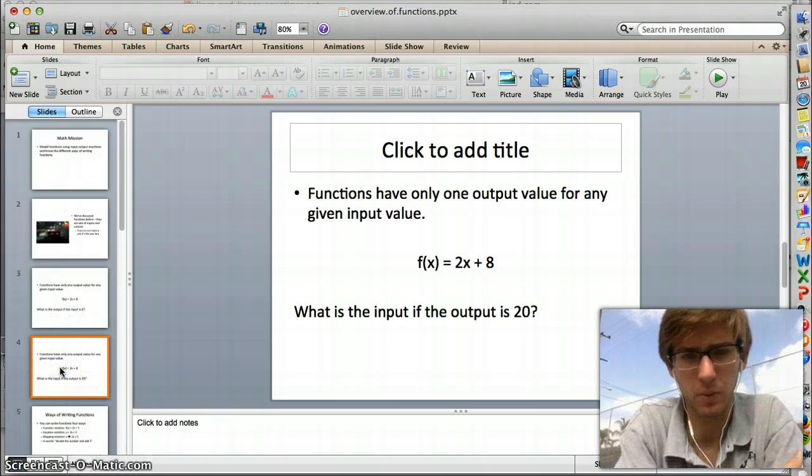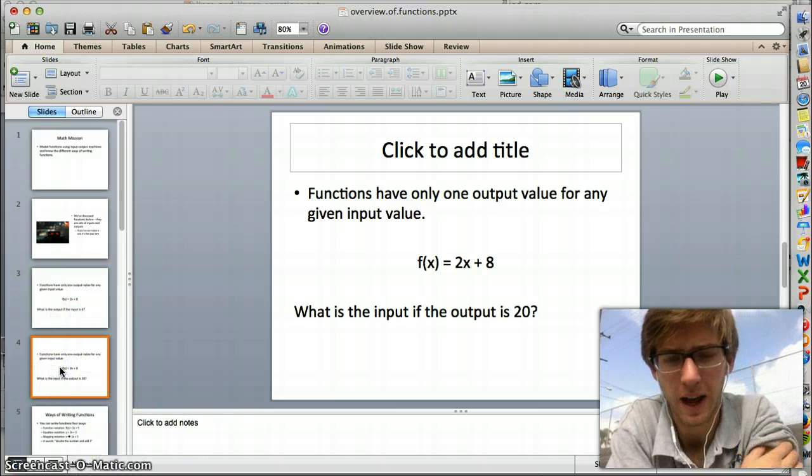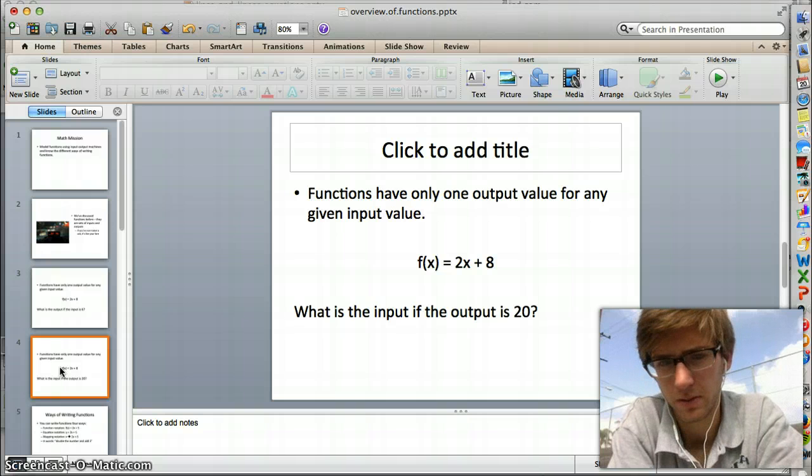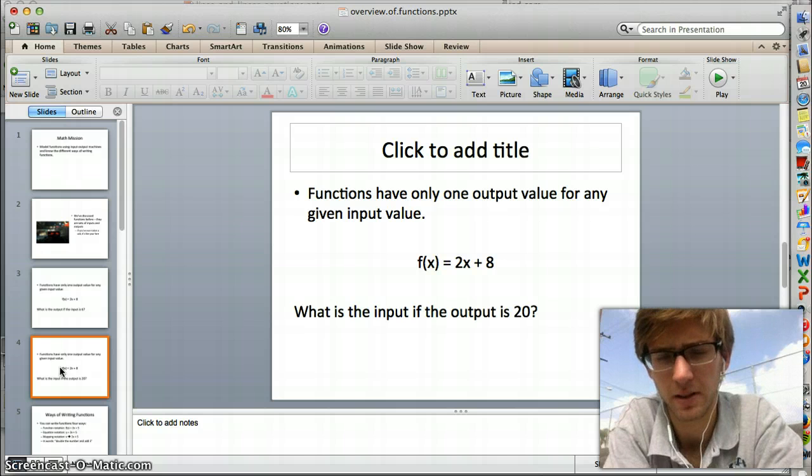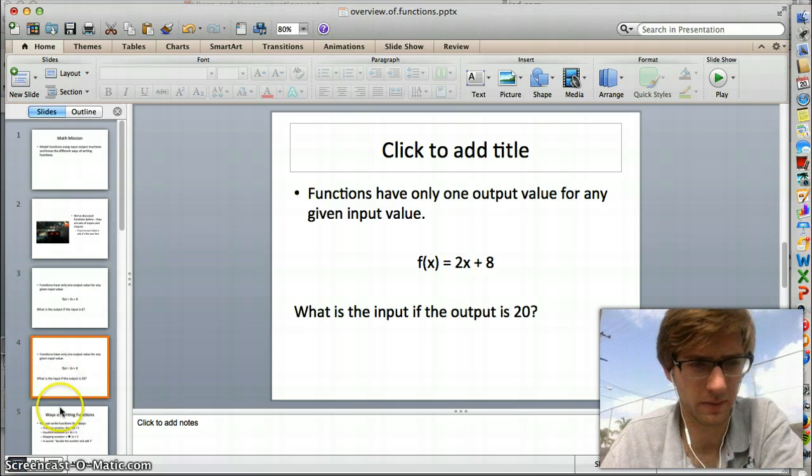You can also go the opposite way if we were to say, what is the input if the output is 20? Well, the output is f of x, so you'd say 20 equals 2x plus 8. From there, if you're solving for one variable, you subtract 8 from both sides. That would give you 12 equals 2x, and then x equals 6.